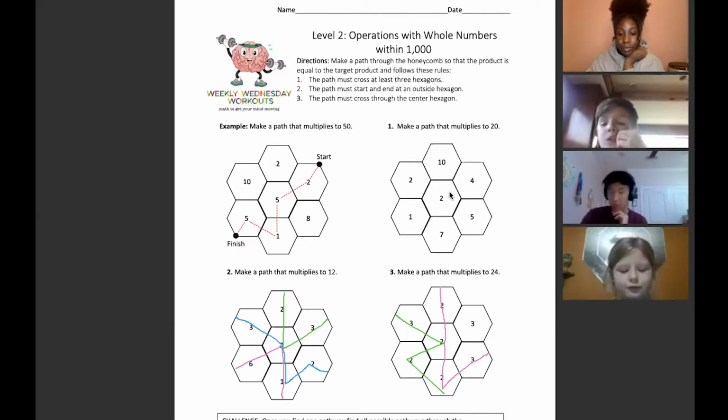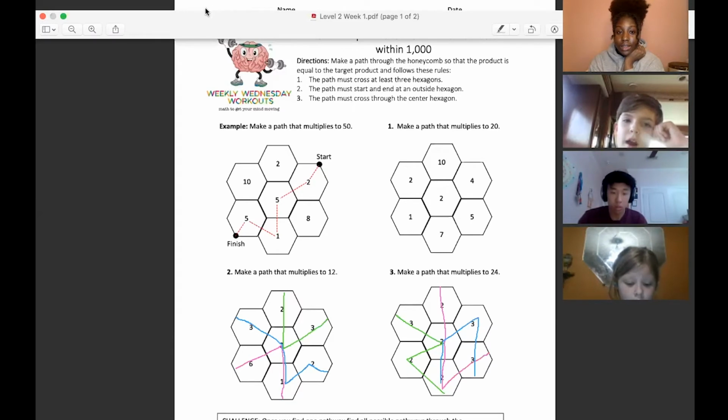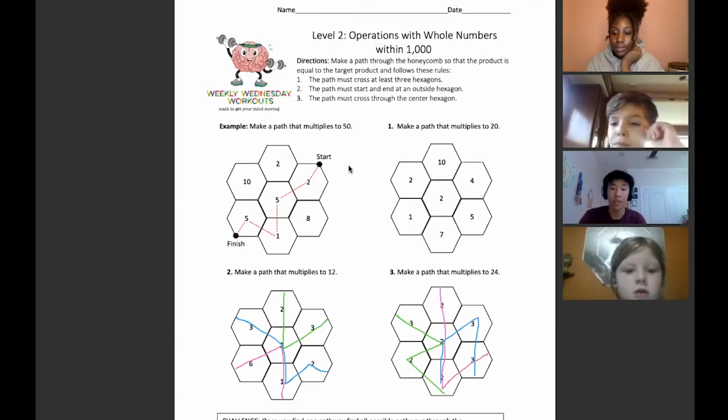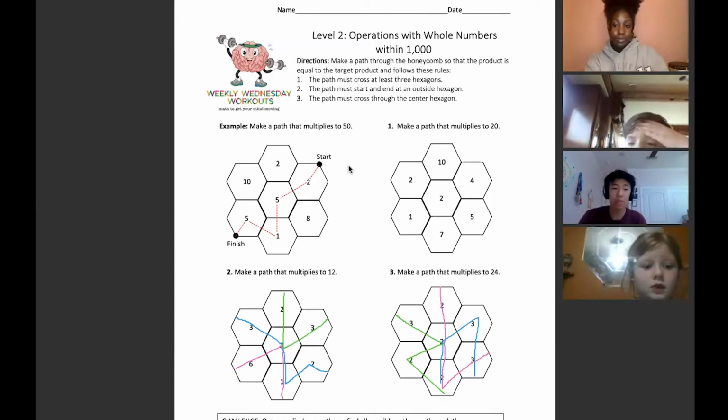Go to the 3 at the bottom right, and then go up to the other 3 at the top, and then go down to the 2, and then go back down to the other 2. So unfortunately, I think 3 times 3 is 9, and then times 2 is 18, and then times 2 again is 36. So we're a little bit over. So is there a way that we could fix this somehow? Oh, yeah.